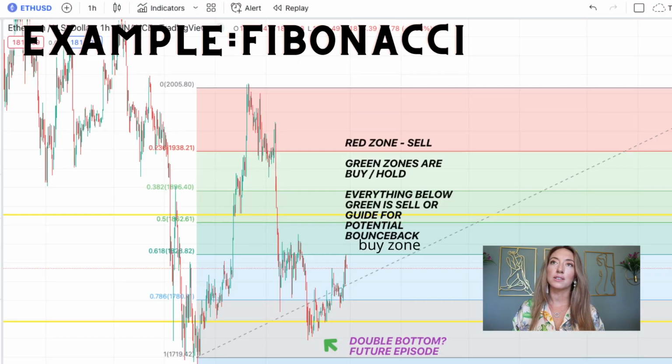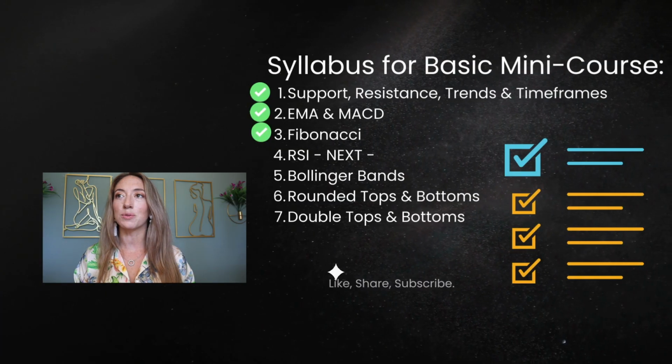We'll continue with this example with Ethereum, where the red zone is a sell, green zone is buy, and then everything below green is sell or potential bounce back zone, okay? And you can even see this green arrow here at the bottom of the chart, where that is potentially something called a double bottom. We'll talk about that in a future episode.